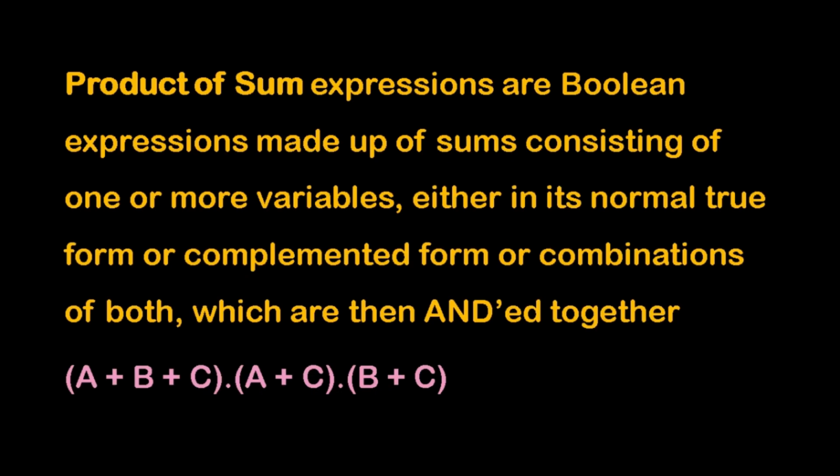Product of sum expressions are Boolean expressions made up of sums consisting of one or more variables, either in normal true form or complemented form or combinations of both, which are then added together. So product of sum indicates we have to add the terms, that is add the literals, and then find the product for that. Okay, we are finding the product for the sum terms.